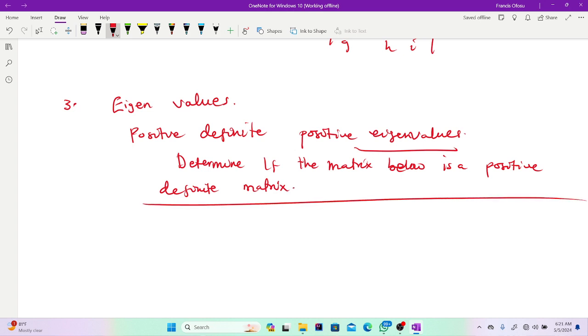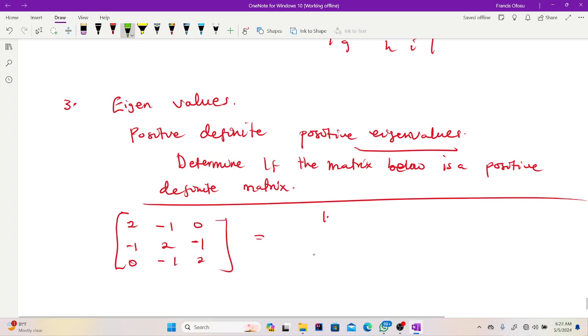So the matrix is giving us 2, -1, 0; -1, 2, -1; 0, -1, 2. Okay, so first of all, what do we have to go by? The pivot test. So I'll come to my matrix and I ask myself, what are all the pivots in this matrix?